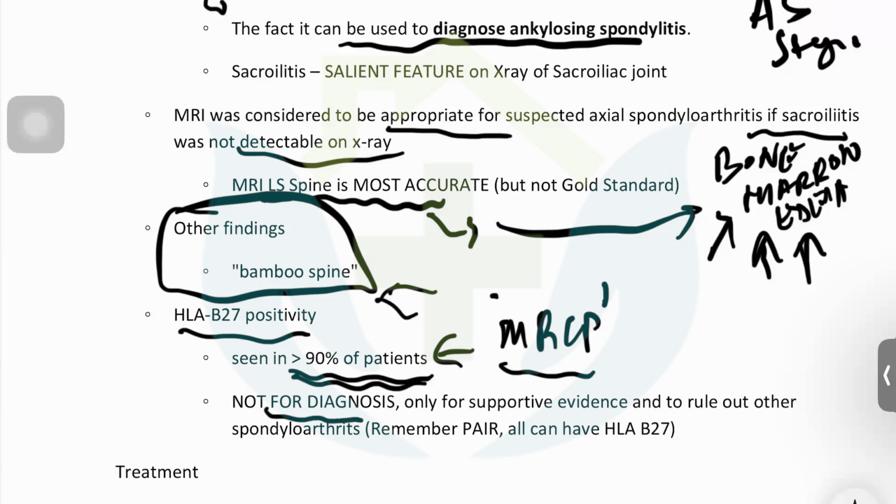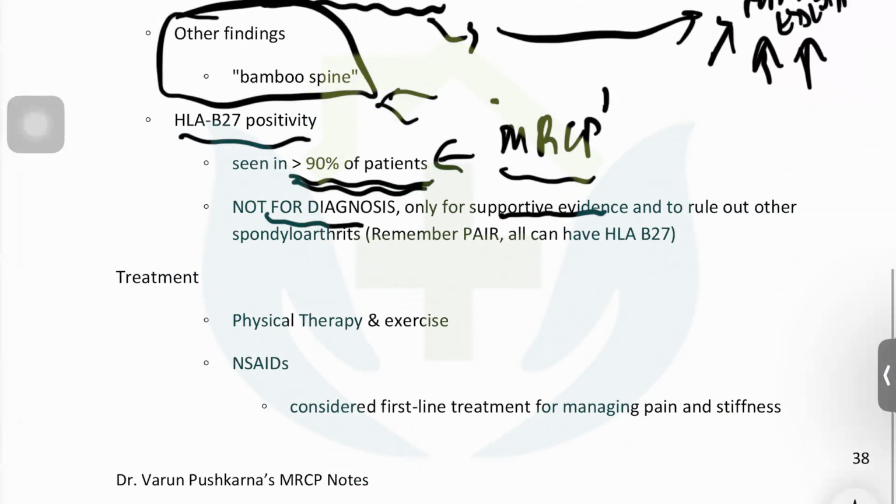It is not intended for diagnosis. It is just supportive evidence, to rule out other causes of spondyloarthritis. Treatment, as I told you, because there is an element of improvement with physical therapy, will be a cornerstone for managing ankylosing spondylitis from day one, along with exercise. Non-steroidals are the drug of choice.